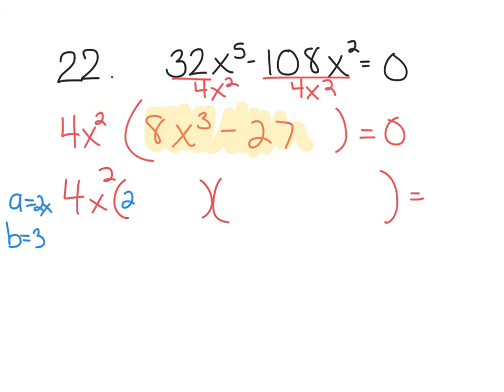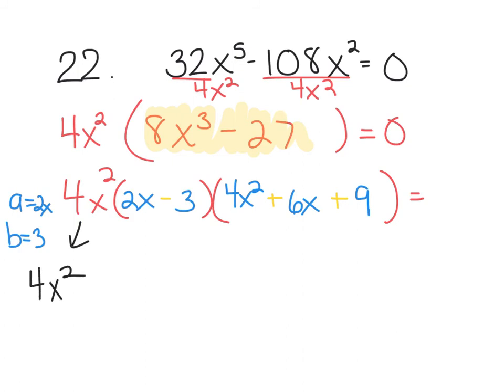Into the first binomial, I write 2x and 3. Into the trinomial, I know the pattern is that I square A, so 2x times 2x is 4x to the second. I square B, and that's 9. The product of the 2 goes in the middle, 2x times 3 is 6x. I use SOAP to get my signs correct. It would be a minus, opposite would be plus, and always positive. From this point, I go to apply the zero product property because it's not going to factor further.